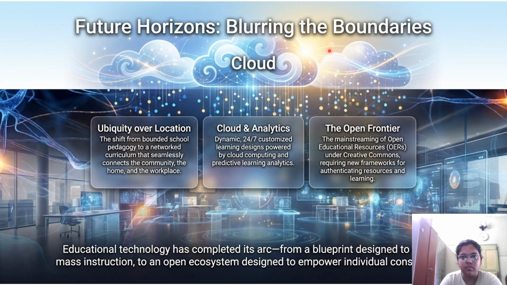Future horizons, blurring the boundaries, cloud. Now we will discuss this. Ubiquity over location. A shift from bounded school pedagogy to a network curriculum which seamlessly connects the community, the home and the workplace. This is the shift which we notice, from school pedagogy to a network curriculum, which connects with the community, with the home and the workplace.